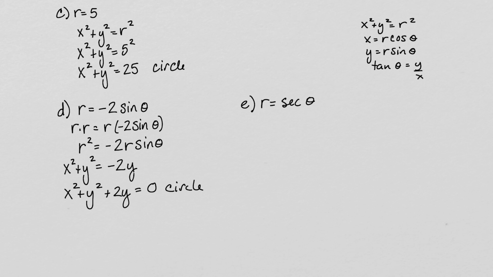Yeah, secant is 1 over cosine. So r is going to be equal to 1 over the cosine of theta. And so then I'm going to multiply the cosine of theta up. So I'm going to get r cosine theta equals 1. And then r cosine theta, we know, is x. So this is just x equals 1. So this is another vertical line.